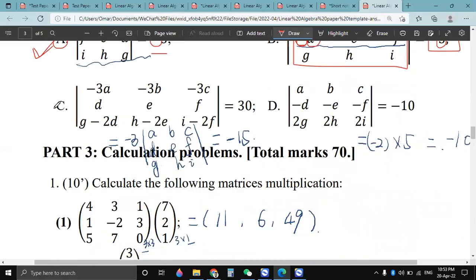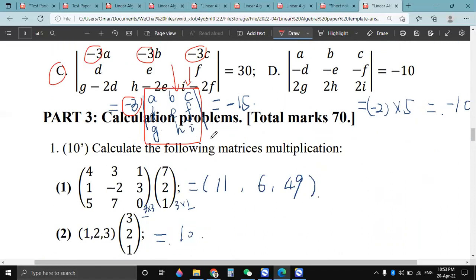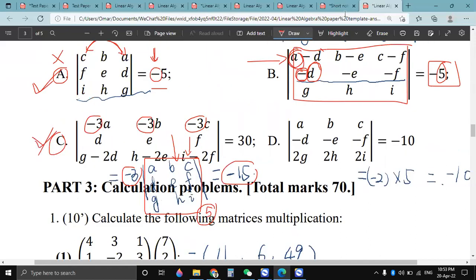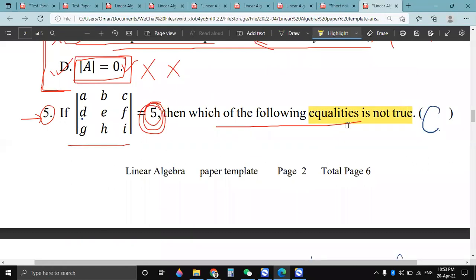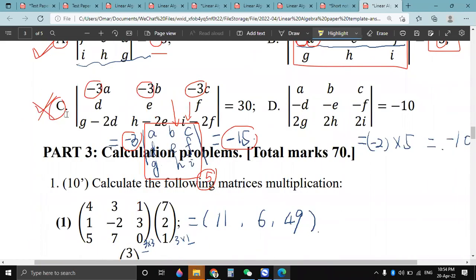And then for the third option here, we have minus 3a, minus 3b, and minus 3c. So we have minus 3 multiplied with the first row. We can take this minus 3 out, and then we find the rows A, B, C, D, E, F, and G, H, I. For this, the value is 5, so minus 3 multiplied by 5 is minus 15. So we can see that this option is not correct. Our question was which of the following is not true, so our option will be C, because this is not correct. That's why this is the answer.